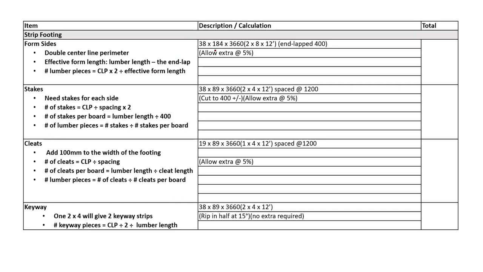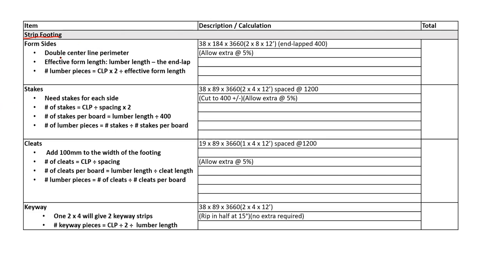So this is our lumber description that we have here, and it gives us some extra information that we need to have. The total column is just how much material I'm going to need. So you'll see here, I'm starting with the strip footing. This is everything we need to calculate the materials for the footing. First of all, I need sides for the footing, and we've got all of our steps here that help us.